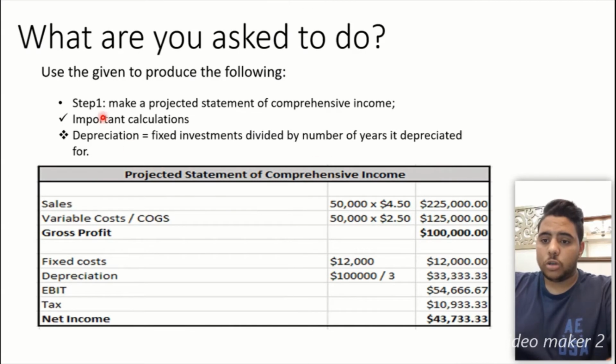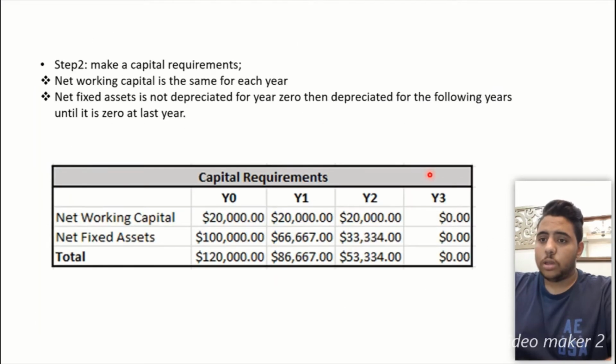The first step, we need to make the projected statement of comprehensive income, which is the income statement. Important calculations: depreciation, which we get by fixed investments divided by number of years of depreciation, because it's straight line. And as it's shown here, we get everything as a normal income statement, and we get our net income.